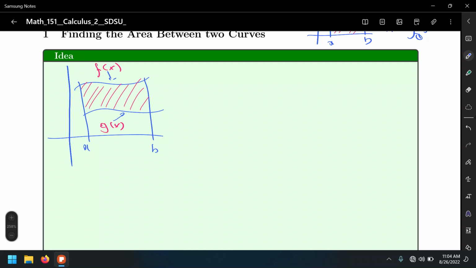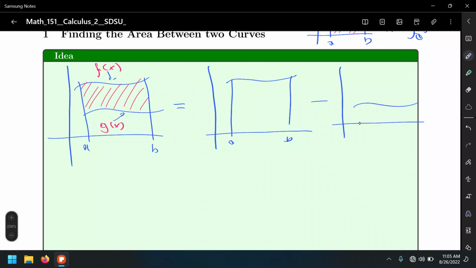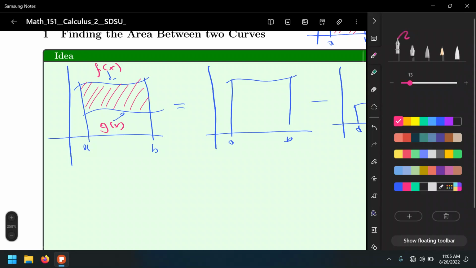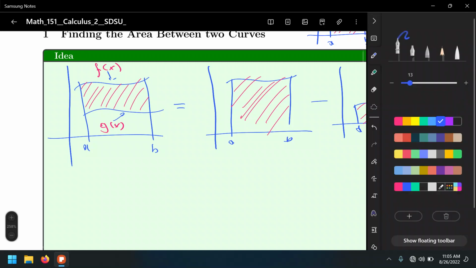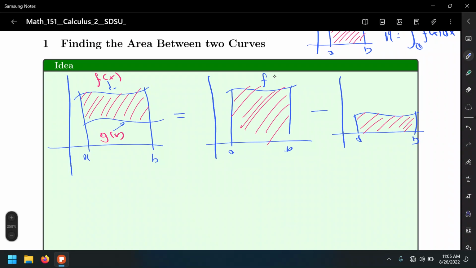This is the same as saying, how about we find the area of the top function from a to b, and we subtract this little gap right here. That is, this big area right here minus this little area right there. Again, let's keep labeling this. This is f, and this is g.